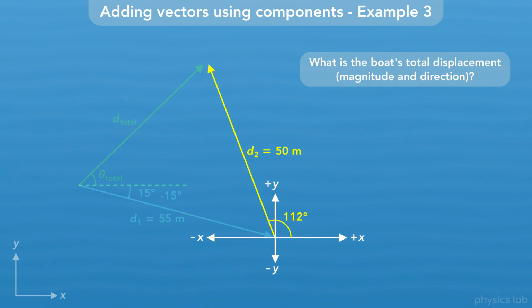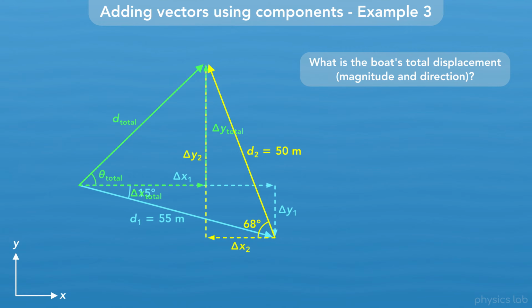The second vector, d2, has a magnitude of 50 meters and an angle of 112 degrees. The reference angle would be 68 degrees between the vector and the x-axis. So what do the components look like? There's a lot of stuff overlapping each other in this example, so we're not going to look at everything at once, and we should probably keep track of the numbers on the side.